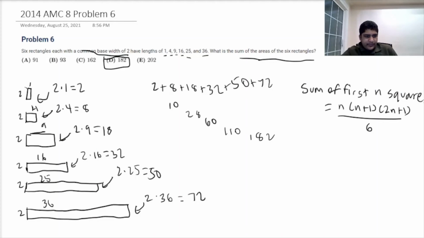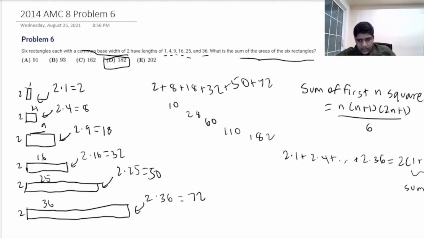And we know that if we sum all these values, 2 times 1 plus 2 times 4 plus 2 times 9, etc., we get from the reverse distributive property that 2 times 1 plus 2 times 4 plus dot dot dot plus 2 times 36 is going to be equal to 2 times 1 plus 4 plus all the way to 36. And the thing is, this sum right here is just the sum of the first 6 squares.